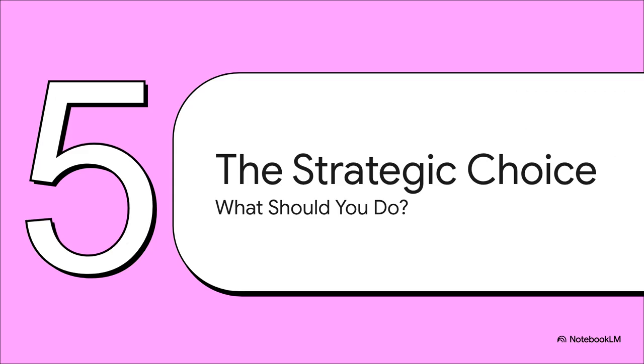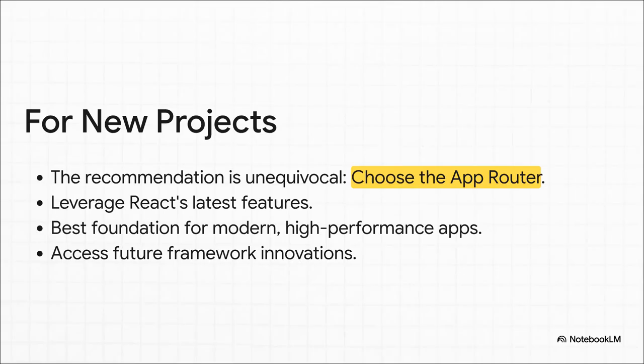So, after that big showdown, it all comes down to this, doesn't it? The final, crucial question. What does all this mean for you and your project? This is where you have to make a strategic choice. Let's make this easy. If you're starting a new project, the recommendation is, well, it's not even a question. It's unequivocal. Use the app router, full stop. You get to leverage all the latest and greatest features from React. You're building on the foundation that all future framework innovations will be built on. And frankly, it's just the best way to build a modern, super performant app today.